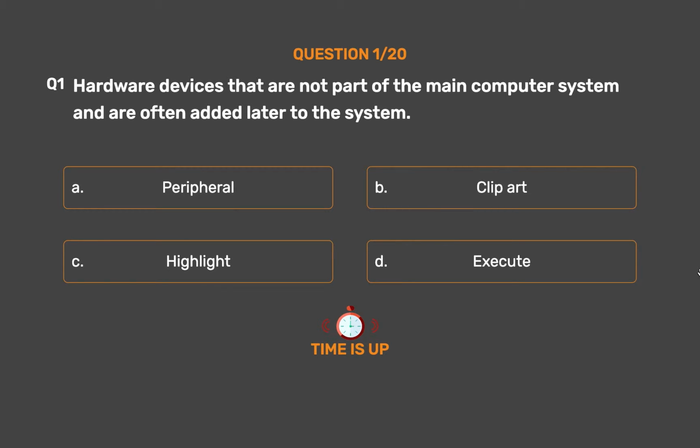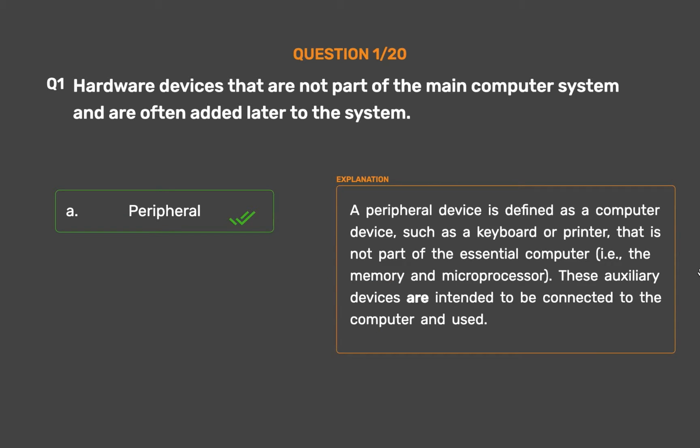The correct answer is Option A. Peripheral. A peripheral device is defined as a computer device, such as a keyboard or printer, that is not part of the essential computer, i.e., the memory and microprocessor. These auxiliary devices are intended to be connected to the computer and used.